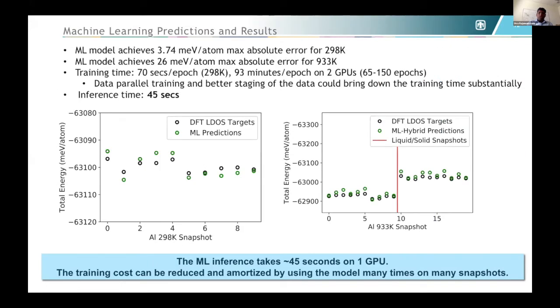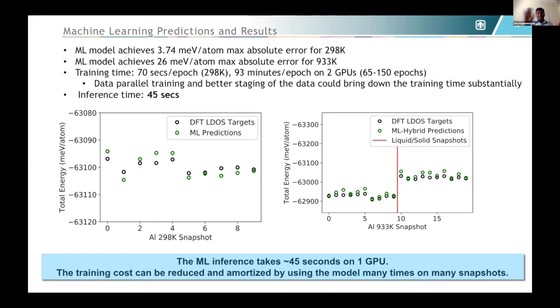So now if you do this training and then you do a second step, which is to go from LDOS to total energies, what would be the results for this total energy calculation? And the goal here is to match: if you did the LDOS calculation using Quantum Espresso or VASP, and then did the integration to go to energies, what would be the total energy? And that is shown here in the figure as DFT LDOS targets. And the second one is to replace the first step, which is calling Quantum Espresso to go from the atomic configuration to LDOS. You calculate the LDOS using the fingerprints, using machine learning inference.